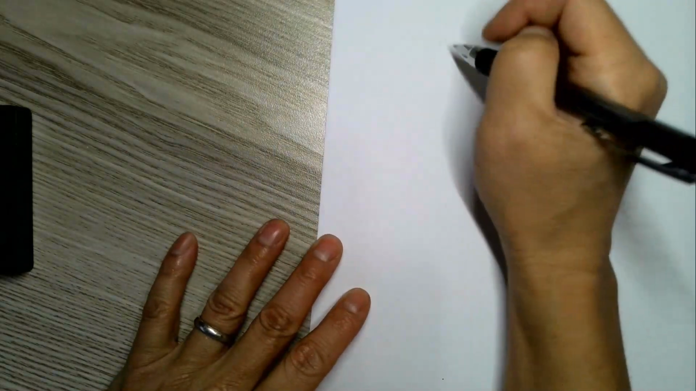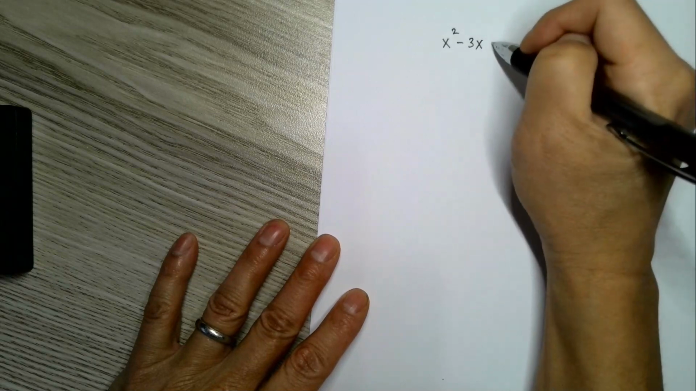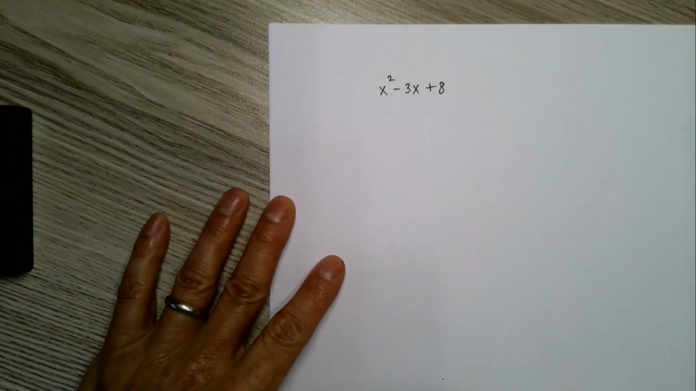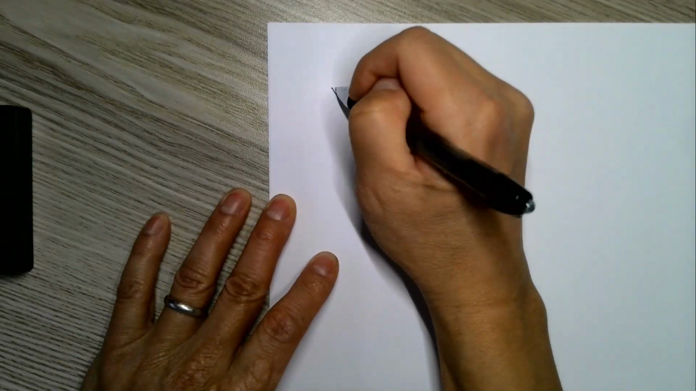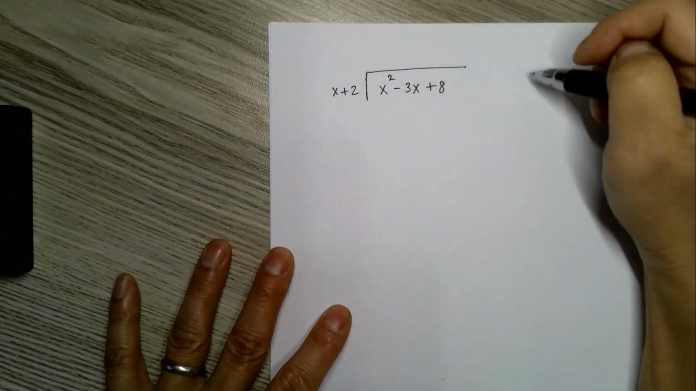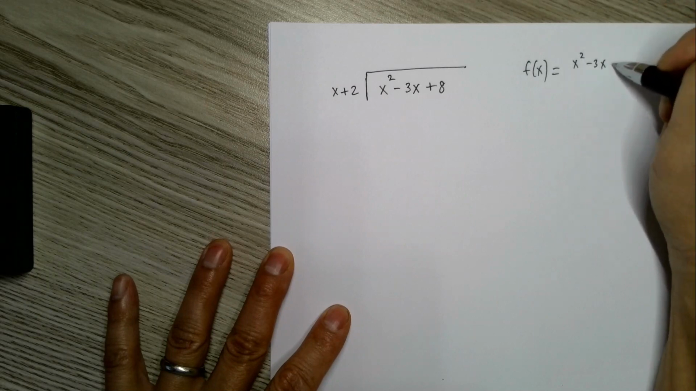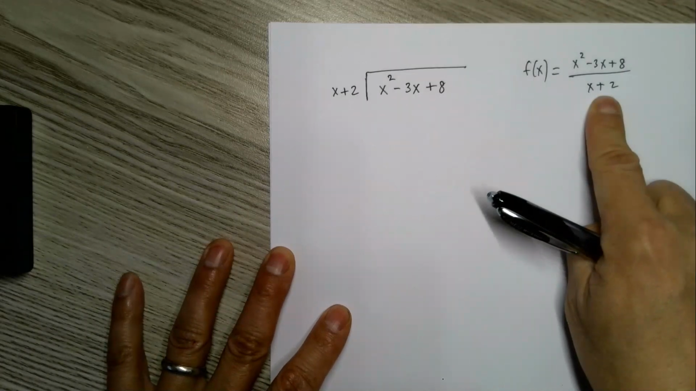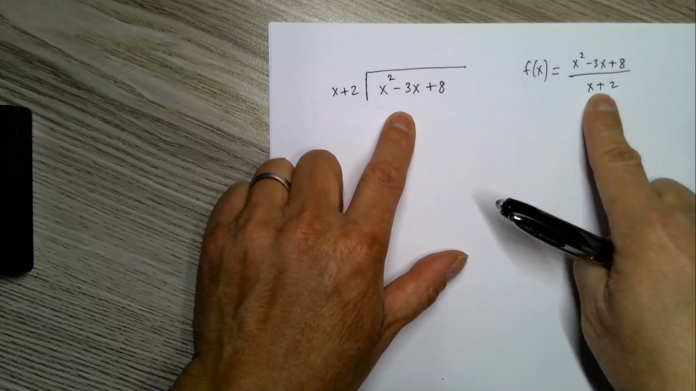Okay, so I'm going to make up one here and hope this works. We're going to do x squared minus 3x plus 8 divided by, let's go with x plus 2. Okay, so keep in mind that the function is x squared minus 3x plus 8 divided by x plus 2. Okay, this is our original function. I'm going to actually divide the top by the bottom and see what we get.